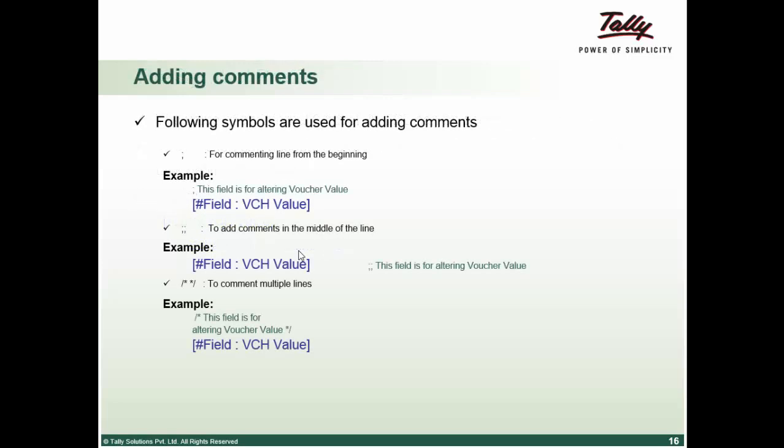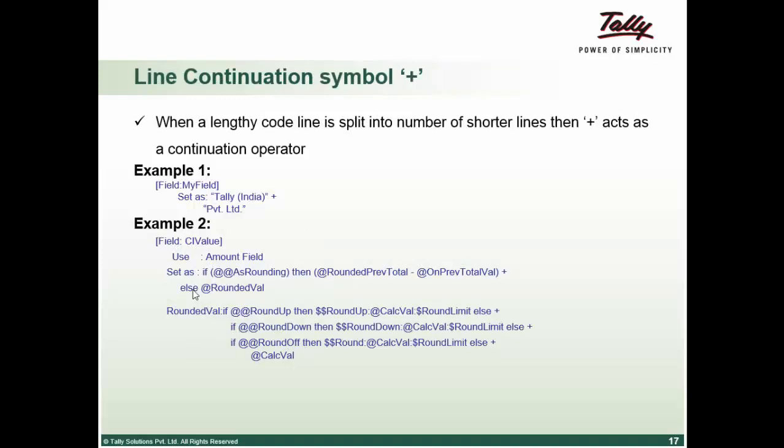Then we have certain general symbols for adding comments, which we have already seen: a single semicolon or a double semicolon, and slash asterisk, asterisk slash to comment multiple lines. So we have already seen this. Then we have the plus symbol, that is the line continuation character. It is used to split a lengthy line into a number of shorter lines. By doing this, the programmer can see the entire line without scrolling left or right, and this also helps in debugging the code faster.